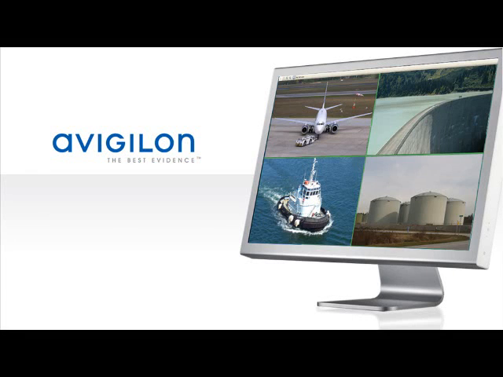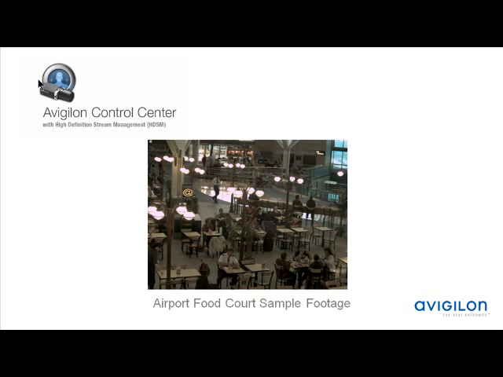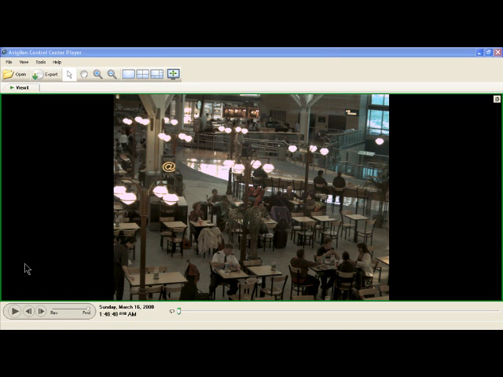Avigilon, the best evidence. This brief presentation will show surveillance footage captured with Avigilon Control Center with high-definition stream management. The HD video that will be shown was captured at an airport food court with an Avigilon 5-megapixel HD surveillance camera. Here we see the full field of view image from the 5-megapixel Avigilon HD camera. This footage is being shown in the Avigilon Control Center player software.